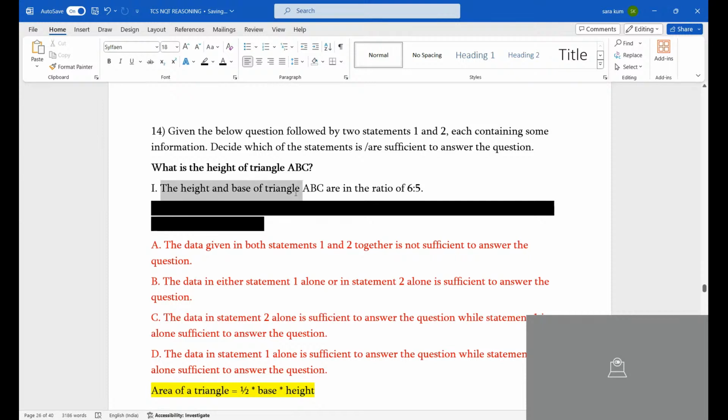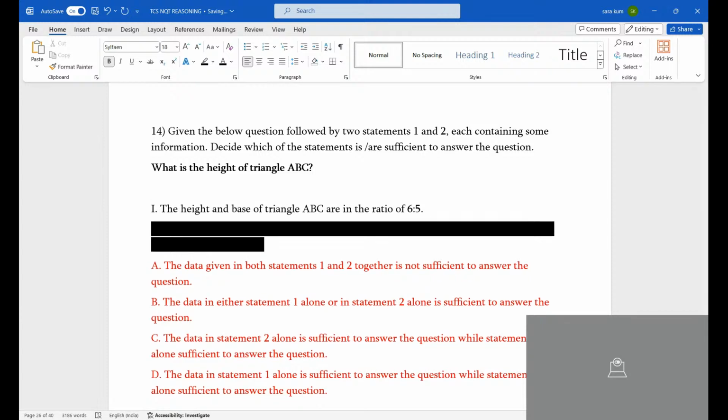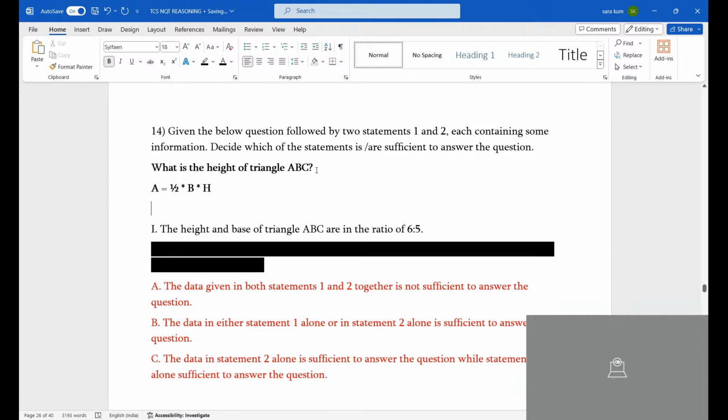Height and the base of the triangle are in the ratio 6 is to 5. Now, is this sufficient? Let's see. We know area is equal to half into base into height. From one alone, the height and base are in the ratio 6 is to 5, which means base you can write as 5x and height as 6x. Now, will this give you the area? No, right? You cannot find the area. You have something called x. You need to know the x value. Only if you know the x value, you can find the area. So this is not sufficient. One alone is not sufficient.